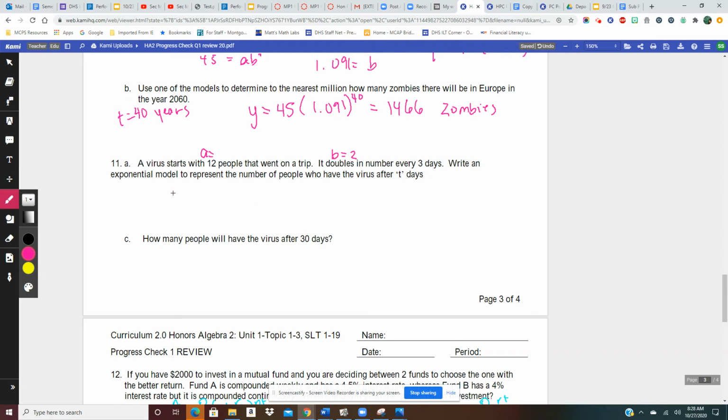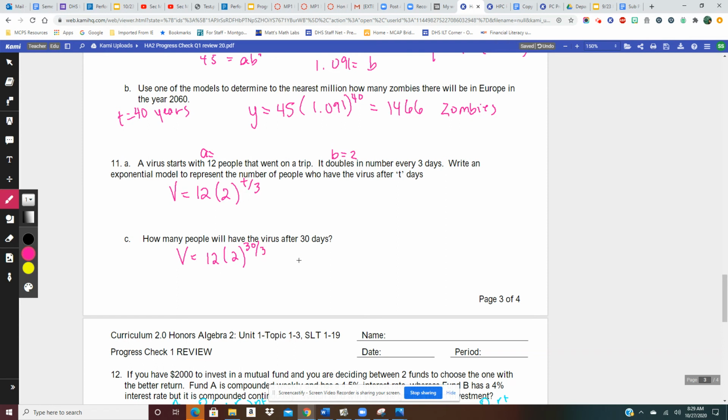So here, you're going to have y equals, or you want to do a virus, let's call it V. The virus starts with 12 people, and it's going to double. And normally you just put an exponent t there, but you're saying only every 3 days, so it's t over 3. Okay, so how many people will have the virus after 30 days? So you're going to do virus people equals 12 times 2 to the 30 over 3, which is 10. So you're doing 12 times 2 to the 10th power.